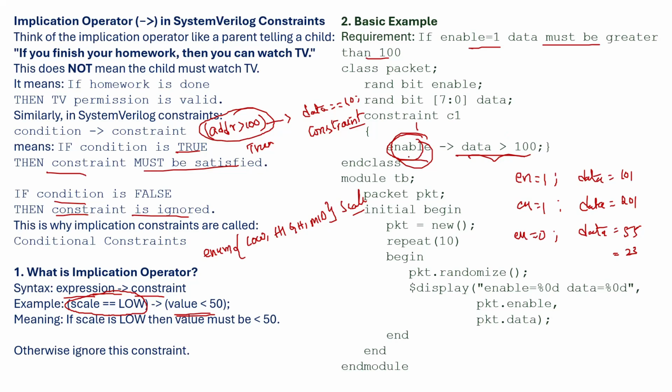You know this module, right? How to write the module: module name, class name, and handle, initial begin, object creation, and then randomization, display. How many times you want to repeat it? So use the repeat keyword. That many times your values will be randomized. Okay. Clear?